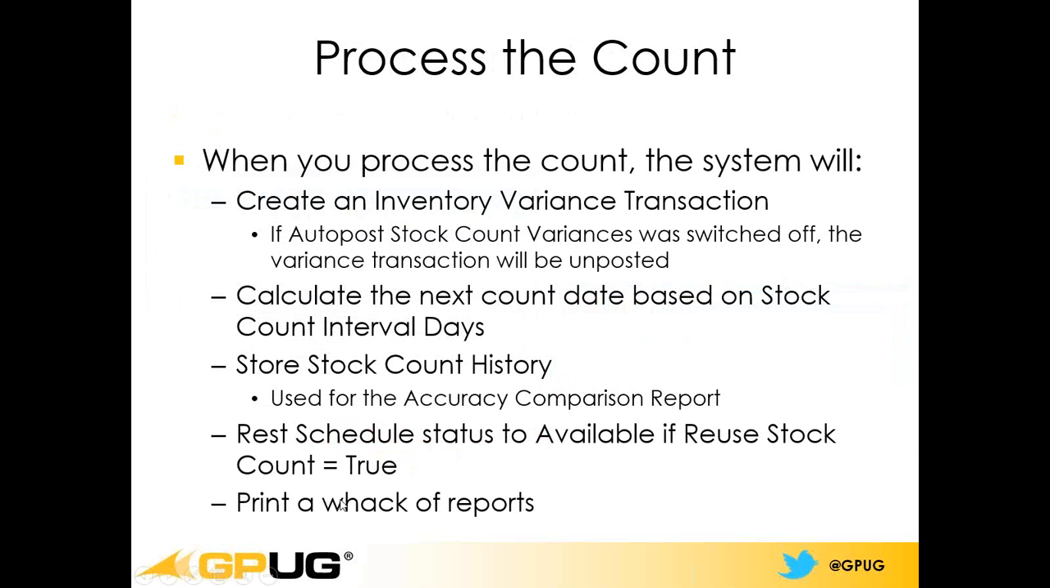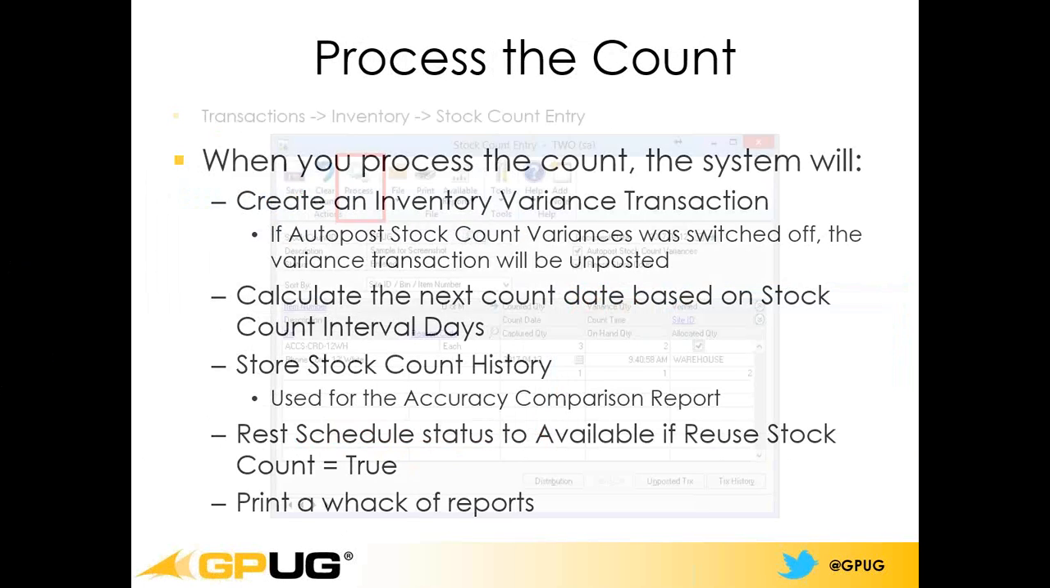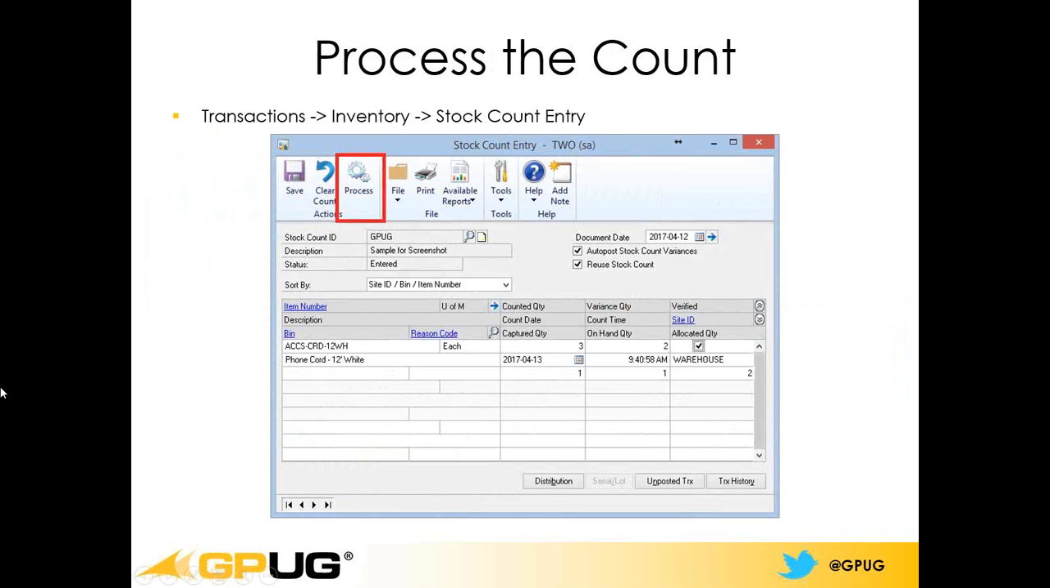And then it's going to print a whack of reports. I think there's about 6 reports that it tries to print when I process. Okay, so going back to our stock count entry window, transactions, inventory, stock count entry, we're going to click on the process button.